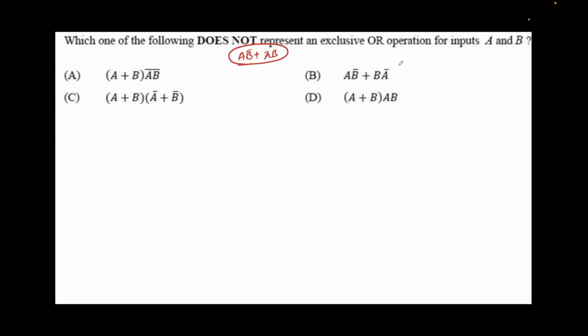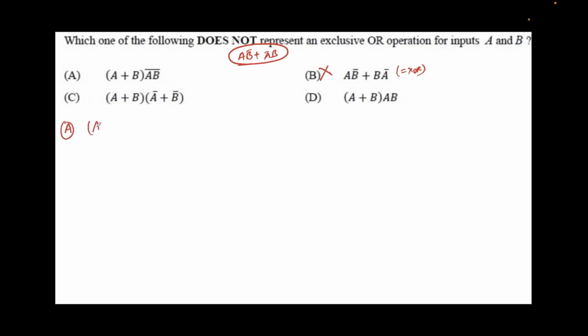So this is exactly what we saw as the XOR gate. So option B cannot be the correct answer because this is the expression for the XOR gate. Note that we have to find which does not represent it. Now for the other three we have to solve. So let's first solve option A.